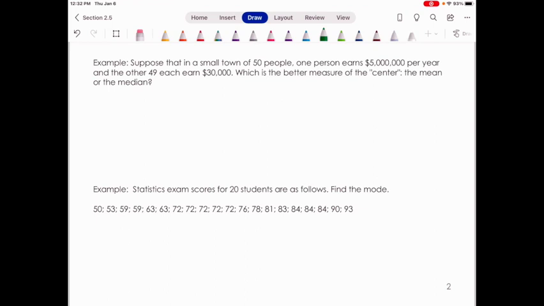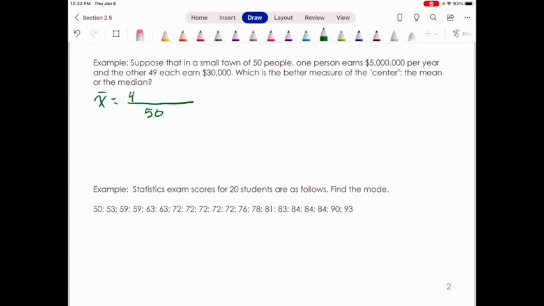So when we want to use an average to describe the salary of the people in that town, if I use the mean, that means I would add up all of the data values and divide by 50, since there's 50 people.